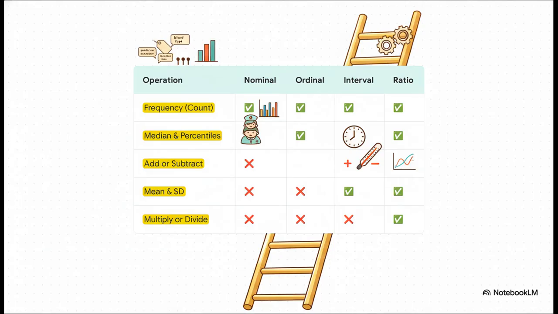Look, with nominal data, all you can really do is count how often something appears. That's it. When you move up to ordinal, okay, now you can find the median. But to do the really powerful stuff like calculating a mean or a standard deviation, you have to be at the interval or ratio level. And to multiply or divide, that's only possible with the ratio scale. See, the higher you climb that ladder, the more statistical tools you get to use.